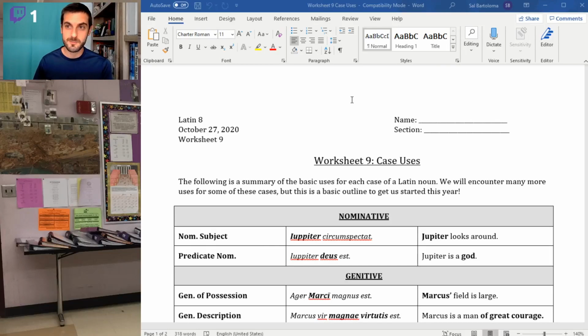So welcome to Worksheet 9. We're talking about case uses. I'm going to let the Discord just keep on doing its Discord thing.